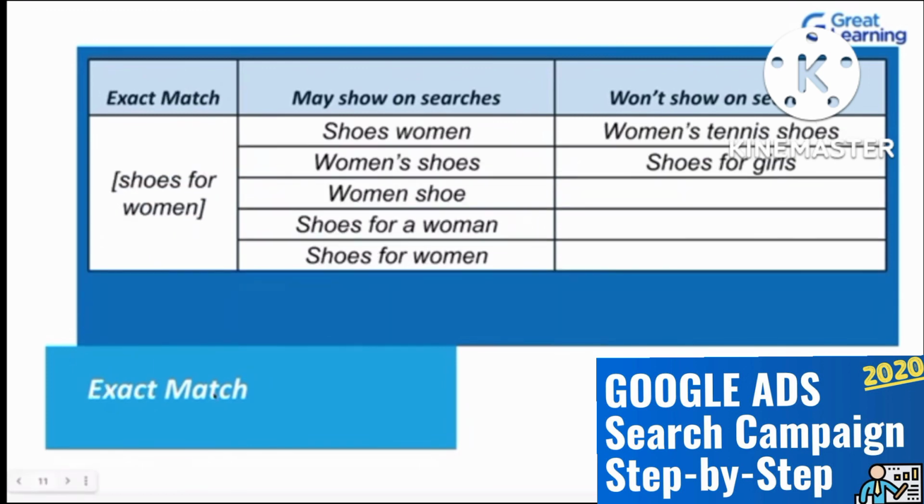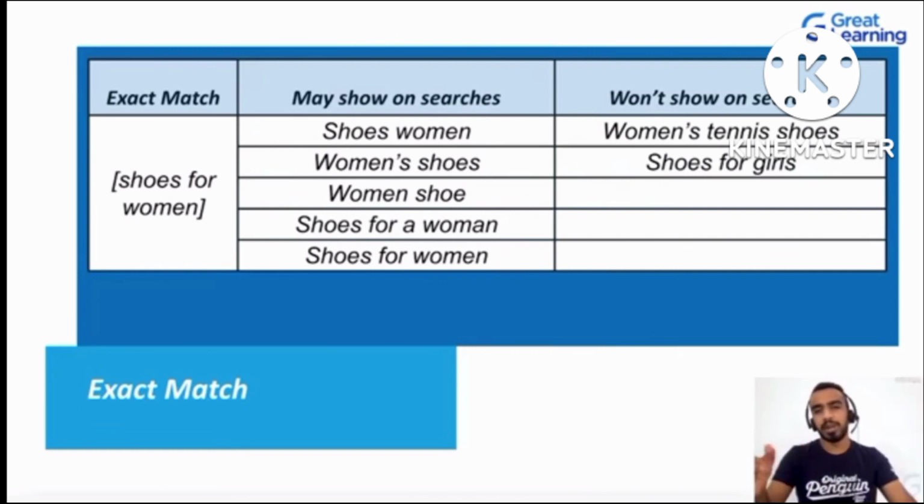So the third example is exact match, where you have to use square brackets before and after the keyword. So here the keyword that we have used is shoes for women. So the ad shows for keywords that tightly match the one you have mentioned. So shoes women tightly matches, right? Women's shoes, same meaning, women's shoe, shoes for a woman, shoes for women. All of these will show up for your keyword. So this tightly matches the keyword that you have given. It doesn't go off too broad. It doesn't give words that have different meanings. So it's mostly the same keyword, I would say.